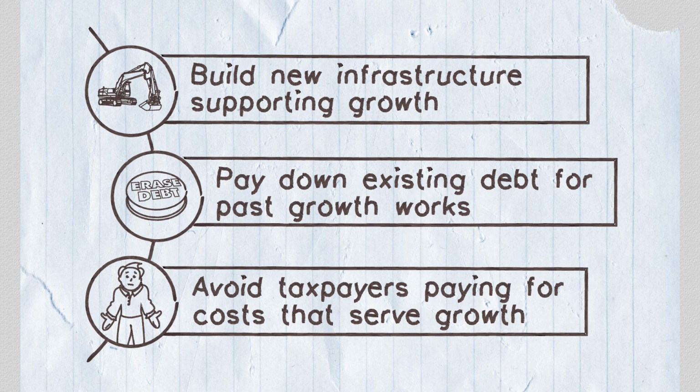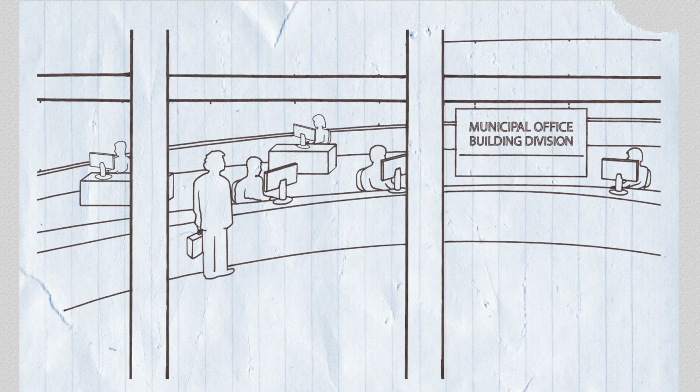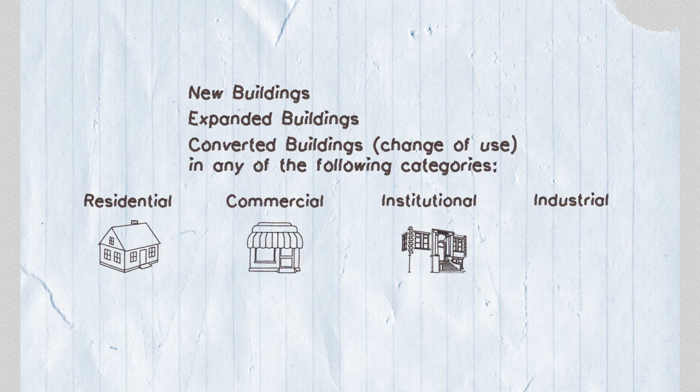Development charges do not pay for operating costs or infrastructure renewal. That's paid for by new taxes from new homes and businesses, also known as assessment growth. Development charges must be paid when a building permit is issued for most new buildings. Development charges would be charged for new buildings, expanded buildings, and converted buildings, and are split into different groups and classifications.